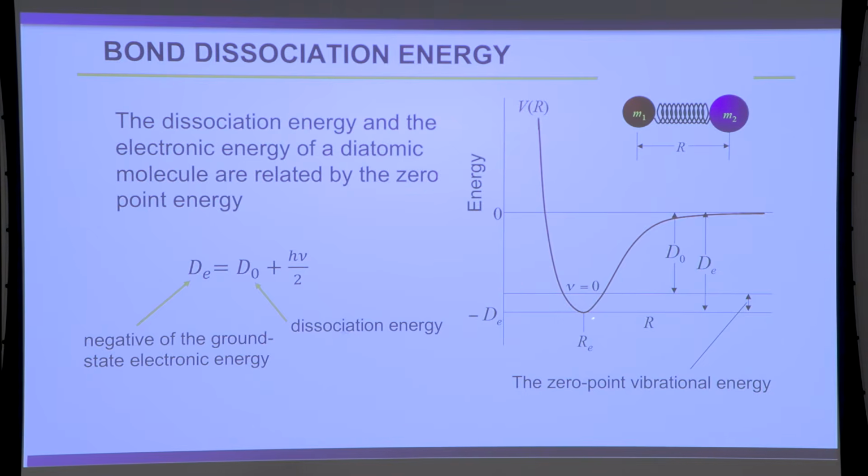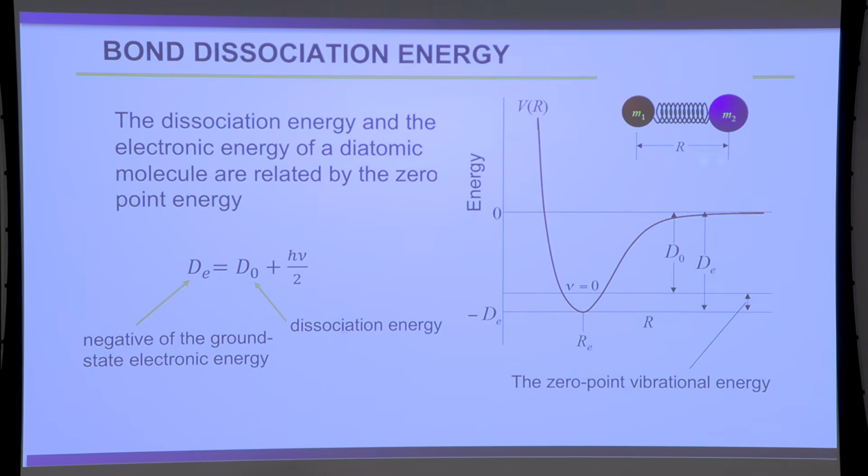So what you see here is the distance, right, between those two atoms. Of course, if they get pushed too close to each other, so Re, this is the equilibrium bond distance, but then if you push them, they will repel each other. And then if you go this way, eventually you break the molecule, right? And so this is what they call the bond dissociation energy, that is equal to the dissociation energy plus this h nu over 2. Okay.